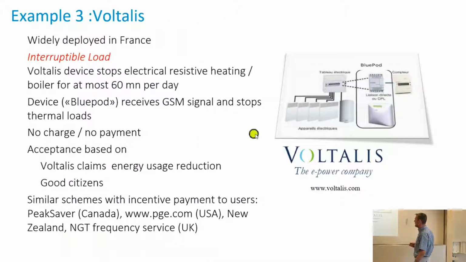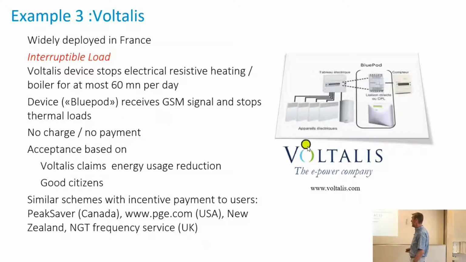More modern things use cellular telephony. So this company, Voltalis, produces a device that is called a Blue Pod that is connected to your electrical panel and also has a GSM antenna. And then the Voltalis company sends messages to the blue pods that interrupt a relay that switches on or off your boiler or your electric heaters. So this is, again, an interruptible load, except now it's very dynamic. Short time also. The interruption, they claim, is never more than 1 hour per day.